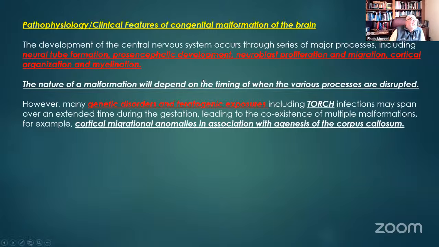Okay, we have different pathological abnormalities of the brain, including neural tube formation, neural tube defects, prosencephalic development, neuroblast proliferation and migration, cortical organization and myelination. Okay, there should be an underlying genetic disorder.